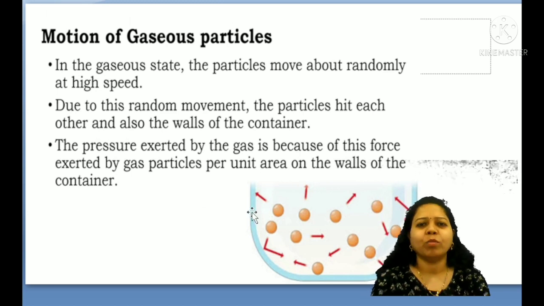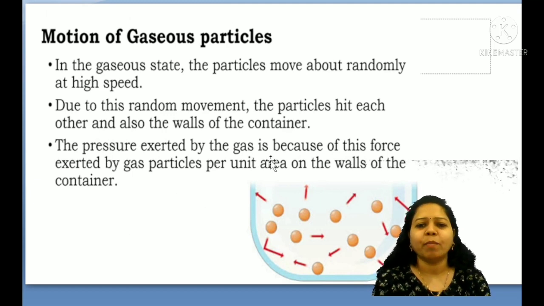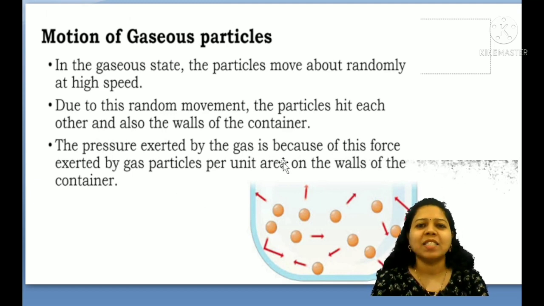Now see, the particles of the gas hit the wall of the container, which exerts a force on the container, and that is known as pressure. Pressure is what? Force per unit area. Whatever force is applied by these particles on the container on that area, that is nothing but the pressure. That's why we say that the pressure exerted by the gas is because of the force exerted by these gaseous particles per unit area.